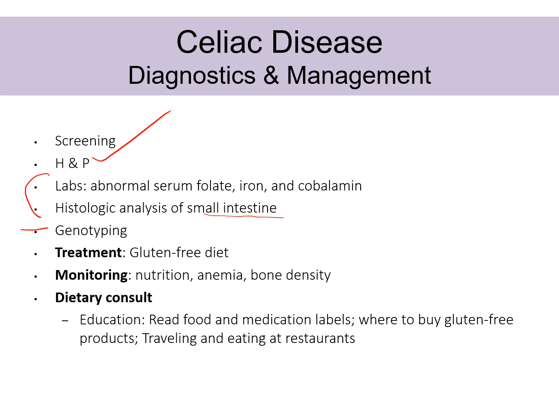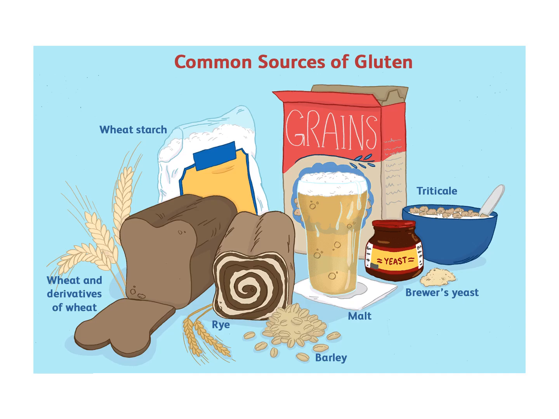The treatment is easy: gluten-free diet. We want to make sure we monitor their nutrition, including anemia and bone density, because if they're nutrient deficient, it can affect all those things. For sure, these patients at diagnosis need some type of dietary consult, because this is a lifelong lifestyle adjustment. They're going to need to be taught to read food and medication labels. They need some support and resources on where to buy gluten-free products, and when traveling and eating at restaurants, they should be able to recognize what has gluten and what does not.